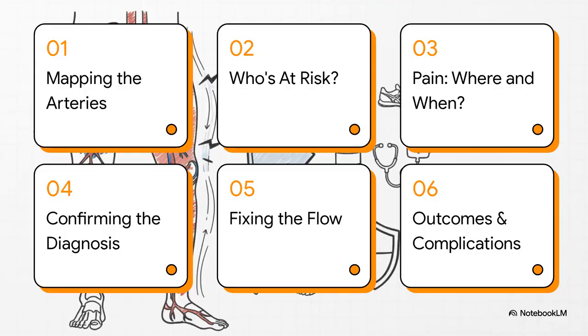So here's our roadmap for this. We're going to start by mapping the anatomy, then we'll figure out who's at risk, talk about where and when it hurts, how to confirm the diagnosis, what to do to fix it, and finally, we'll cover the really important stuff, the outcomes and complications.